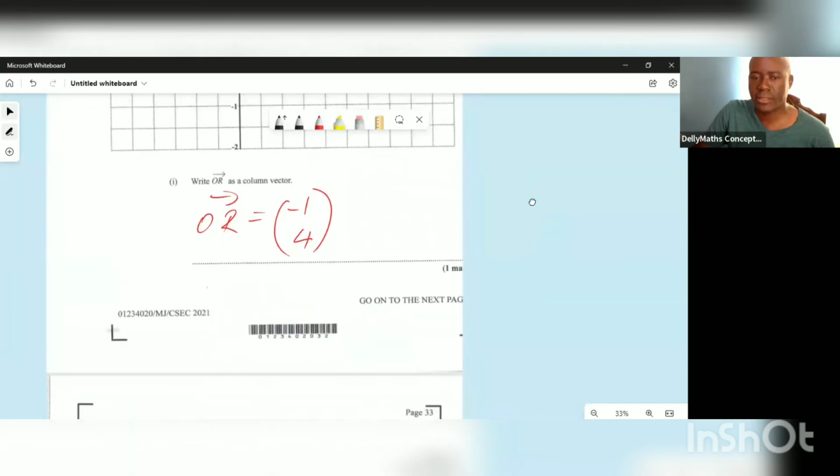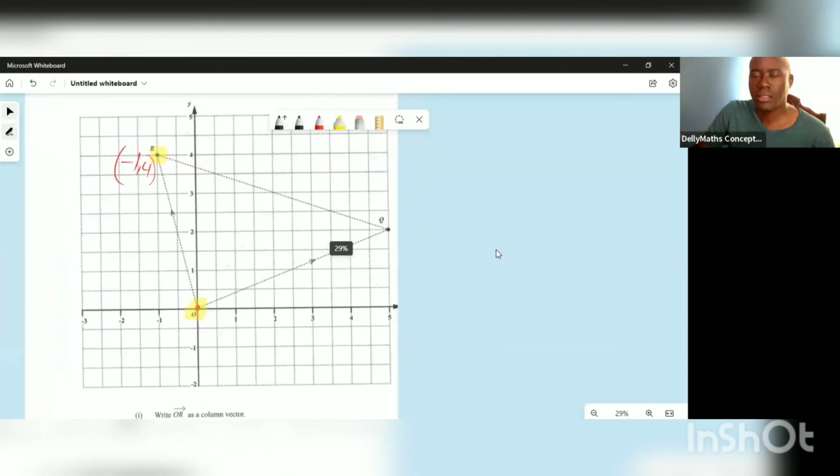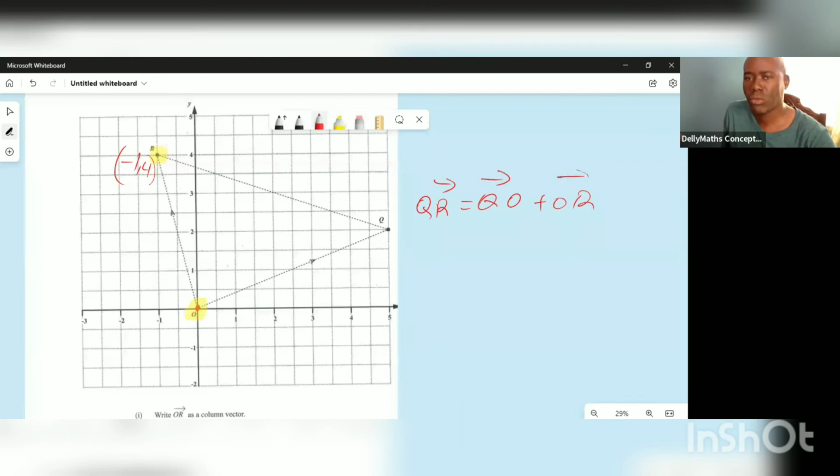All right, let's look at the next question. It says to find the magnitude of QR. Let us see what QR is. QR is to move from Q to O plus O to R. Now my QO, because this vector OQ here is (5, 2). You could see it's (5, 2). But if I'm going in the other direction, I will have (-5, -2). And I'm going to be adding that to OR, which was already (-1, 4).